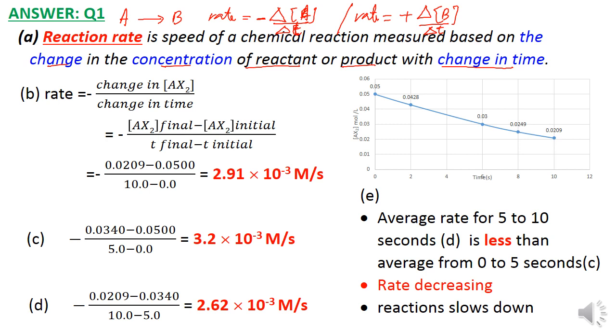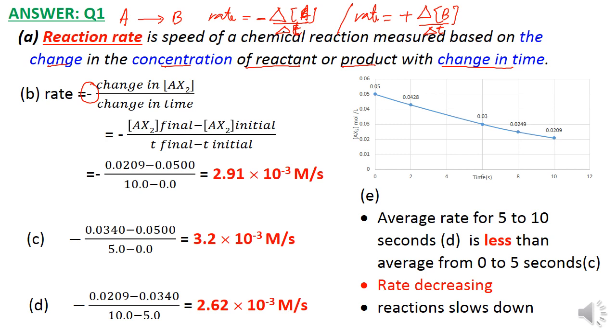For B, to get the average rate for the entire experiment, rate is the change in concentration of AX2 over change of time. Since AX2 is decreasing, we put the sign minus there, since AX2 is the reactant. Change in concentration is the concentration final minus concentration initial. Change of time is the T final minus T initial.